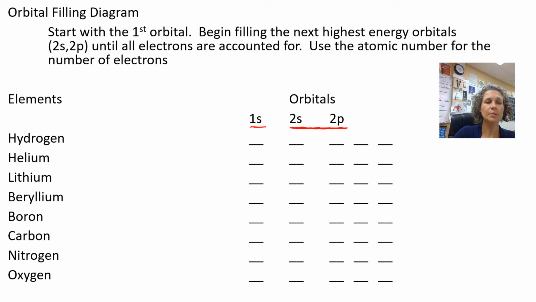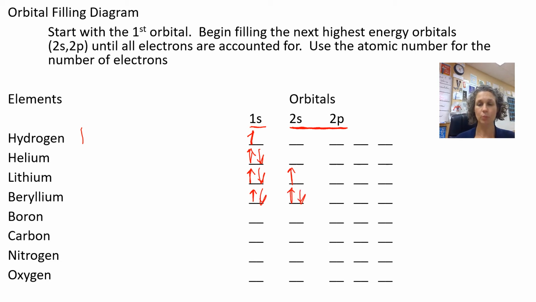So hydrogen is element number 1, so we've got 1 electron. That 1 electron will go in the first energy level, and you always draw them as arrows to represent the spin. All right, helium has 2, it's the second element, so you'd have an up arrow and a down arrow. Lithium is 3, so you would have up, down, up. Beryllium is 4, up, down, up, down.